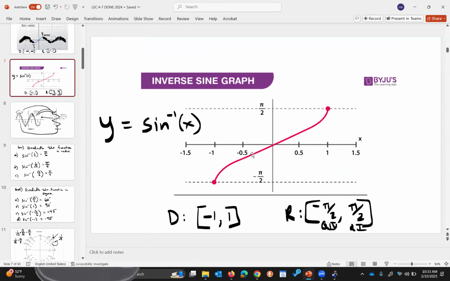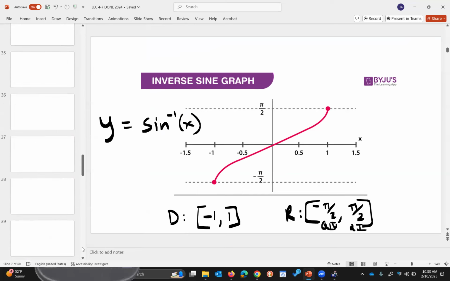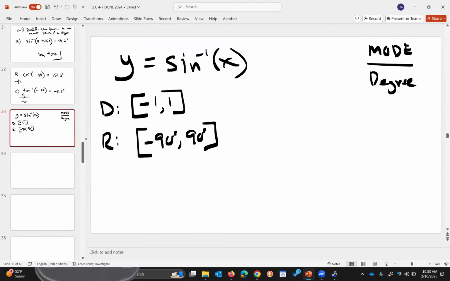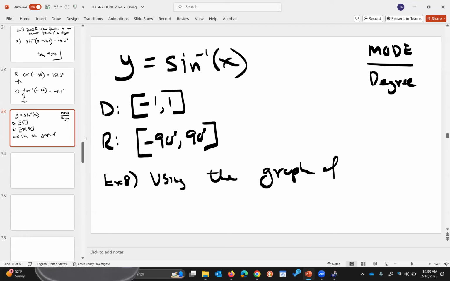Does that look like what you just drew on your paper? Yes. Cool. What I need to know is this. As we're jumping back and forth here, I need to know, using the calculator, can you find the value of this? So, exercise 8, using the graph of y equals sine inverse of x, find, and then we'll do a here. A, find sine inverse of a 1/2.